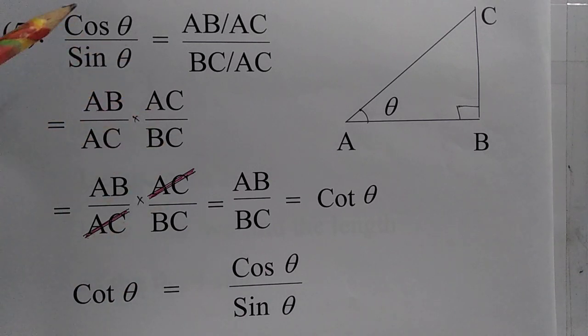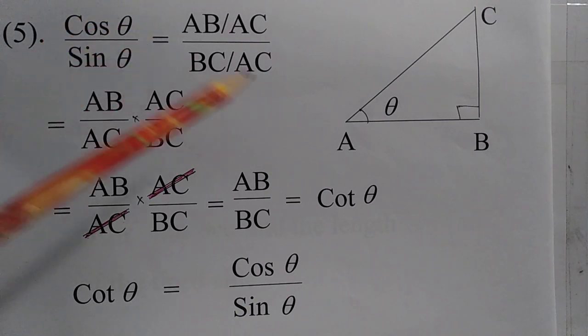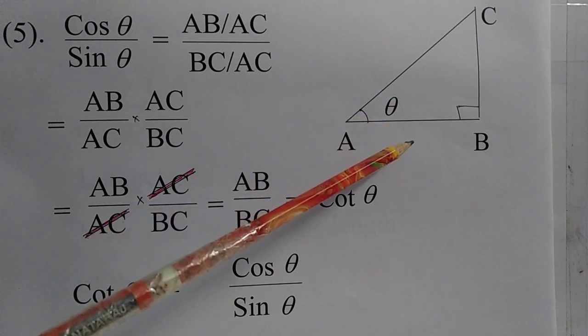Once again, fifth relation, cos theta by sin theta. Cos theta is defined as adjacent side to theta by hypotenuse. Adjacent side to theta is AB.